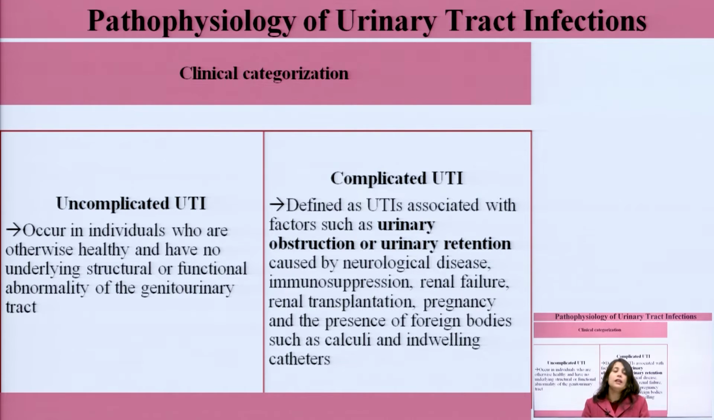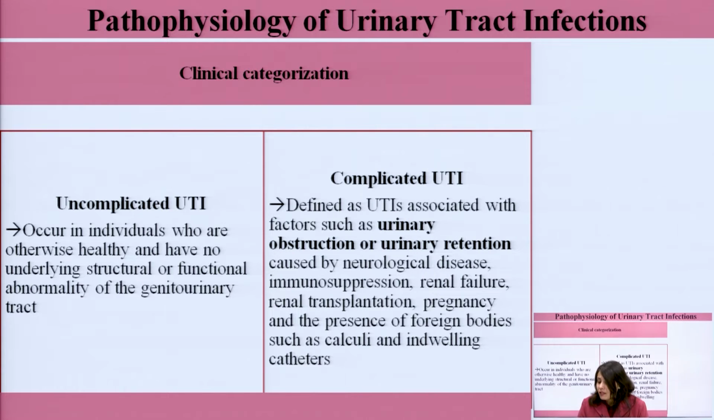Now we talk about the clinical characterization. Urinary tract infections are infections due to microorganisms in the urinary tract or genitourinary tract, but they can be classified as uncomplicated and complicated types. The uncomplicated type, as the name suggests, is not very complex. It can occur in any healthy individual, for example a healthy person who frequently uses public toilets. In them also, this uncomplicated UTI can occur.